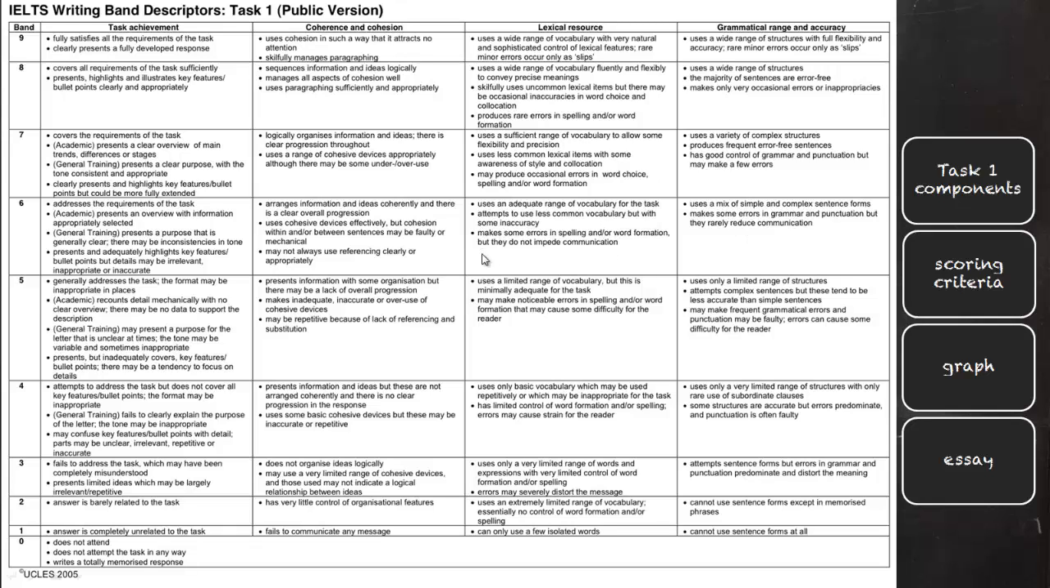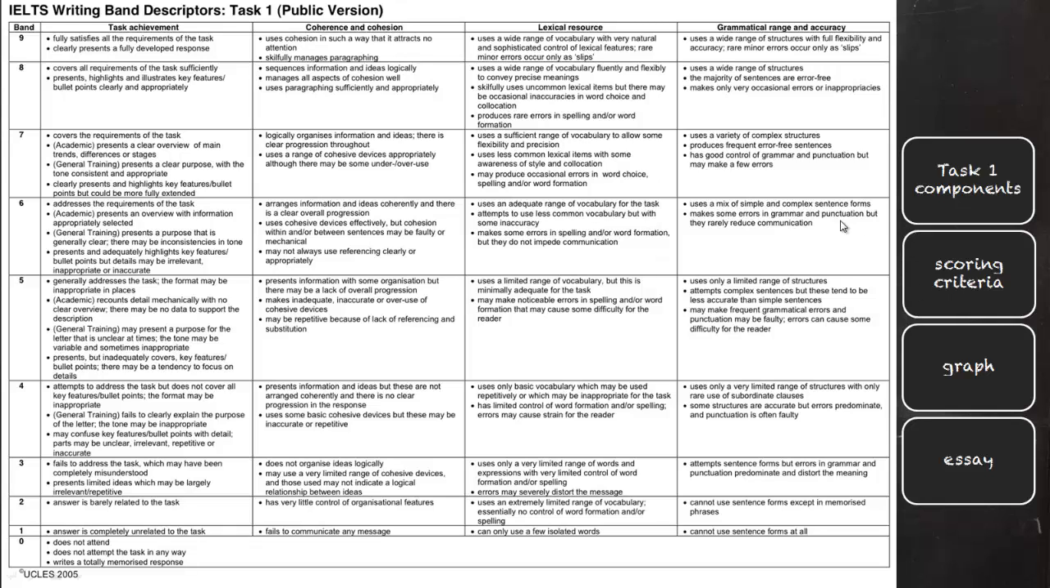To get a 6, it says here, uses an adequate range of vocabulary for the task. Attempts to use less common vocabulary but with some inaccuracy. So you need to be a little bit of a risk taker. You need to try to use some less common vocabulary, even if it's not always completely accurate. You make some mistakes, that's fine, but you should try to use some less common words. Make some errors in spelling and or word formation, but they do not impede communication. So it is okay to make some mistakes here, spelling mistakes, and you could still get a 6.